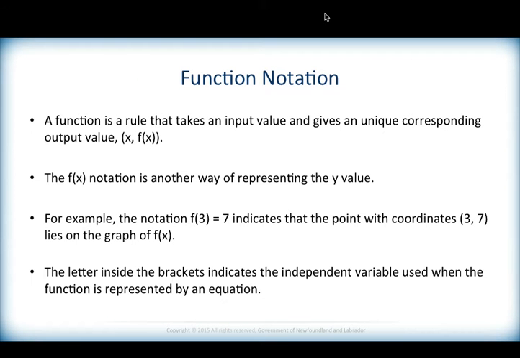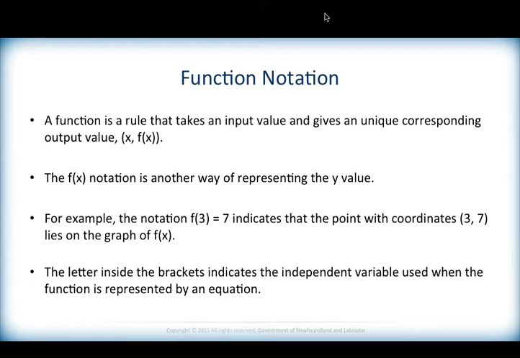A function is a rule that takes an input value and gives a unique corresponding output value. So the input value will be the independent variable, whether it be x or t, whatever variable is shown in the bracket of the function. And the corresponding output value will be the dependent variable, which would be the function itself, f of x. The f of x notation is another way of representing the y value.